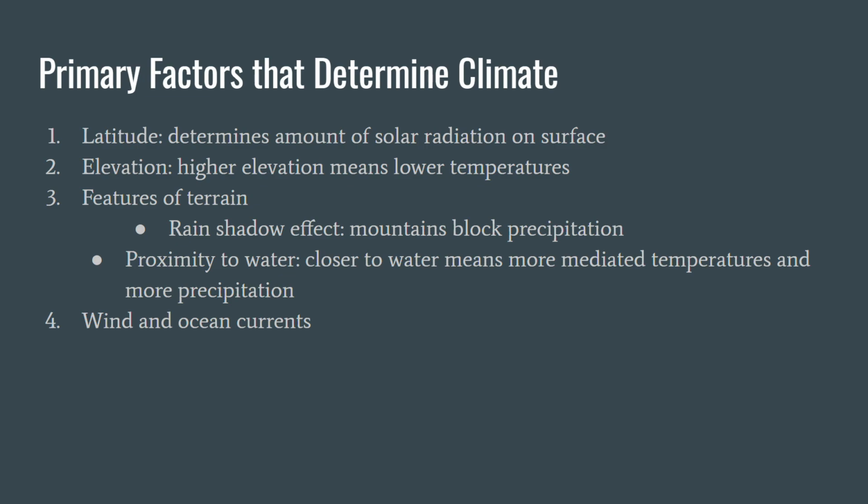And then there are the features of the terrain. Firstly, there's the rain shadow effect, which is when the mountains block precipitation. And then there's also the proximity to water. Being closer to water means more moderated temperatures and more precipitation. And the fourth point, we've got to consider the wind and ocean currents.